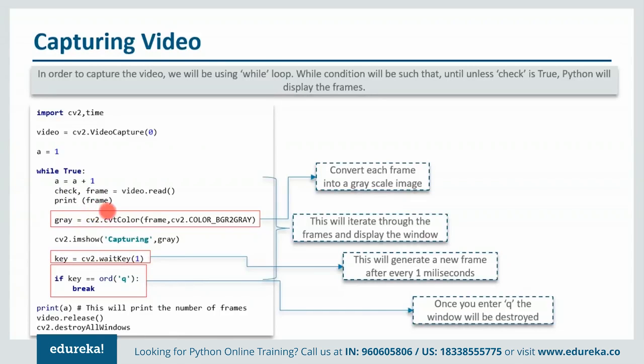Then we are converting that frame to a grayscale image. Then we are showing it. And after that, we are generating a new frame after every 1 millisecond. Then once we press Q, we are out of the loop and the console will print the number of frames and all those things. So let me quickly open my PyCharm and I will execute it there.